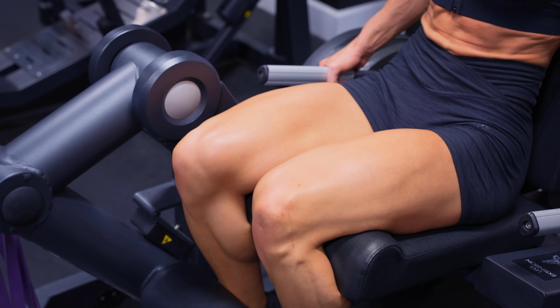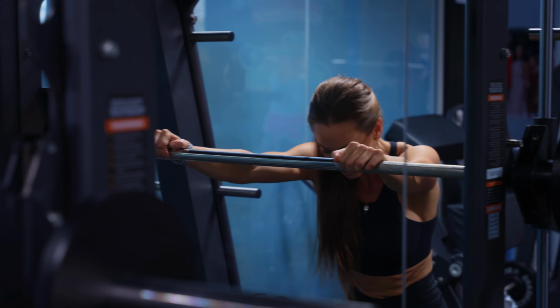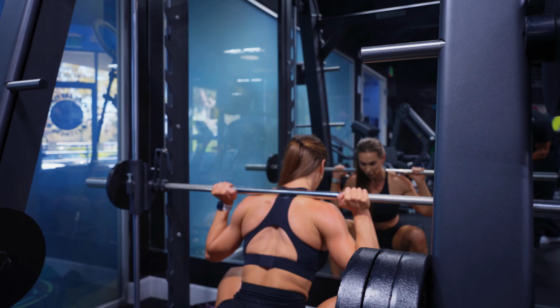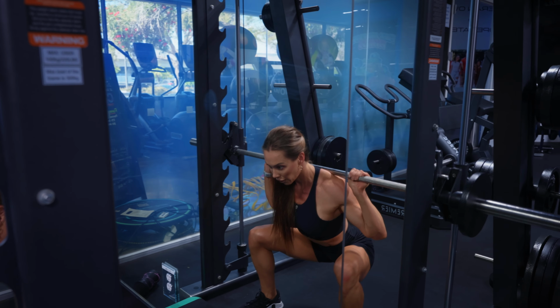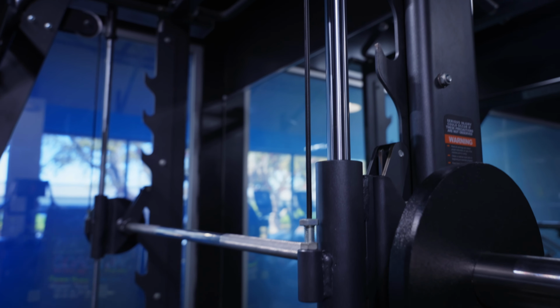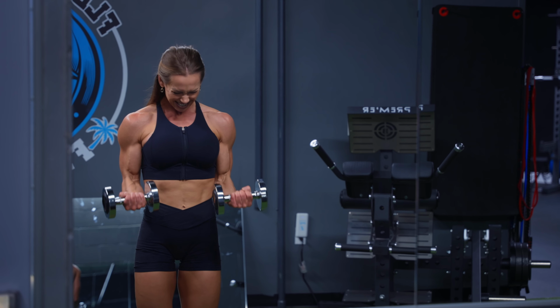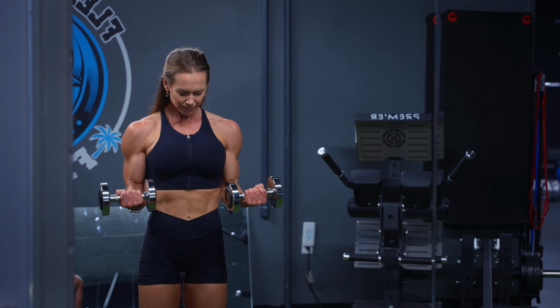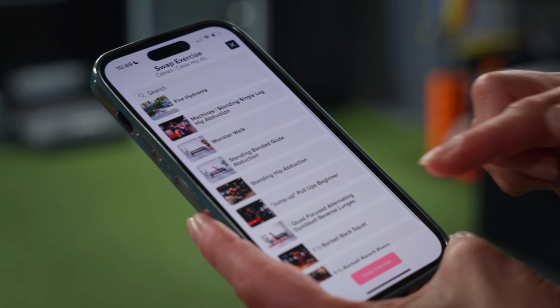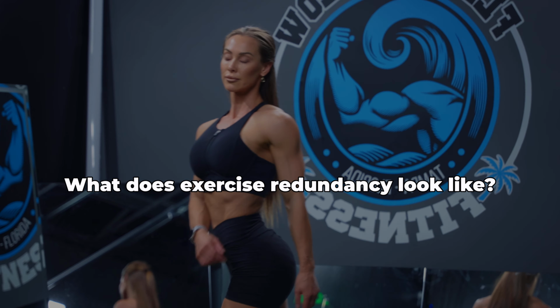While incorporating a variety of exercises is key to optimizing muscle growth, it's equally important to avoid redundancy in your programming. Exercise redundancy in hypertrophy training occurs when multiple exercises within a single session and/or within a training week provide nearly identical stimuli to the same muscle group, leading to diminishing returns rather than added benefits. While variation supports well-rounded muscular development, excessive overlap, especially within a single session, can result in inefficient training and diminishing returns. So what does exercise redundancy look like?